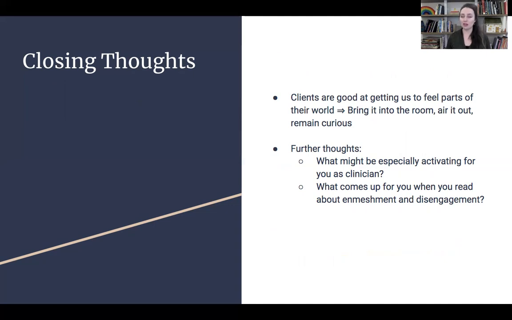I'm sure you're already thinking about what might be activating for you as a clinician. I would encourage you to keep thinking about that as you're reading and writing and practicing. And also to think about what comes up for you when you read about and hear about enmeshment and disengagement. Where might you fall with these two concepts? And what kinds of clients might bring this up for you? These are important things for us to be thinking about throughout our careers.